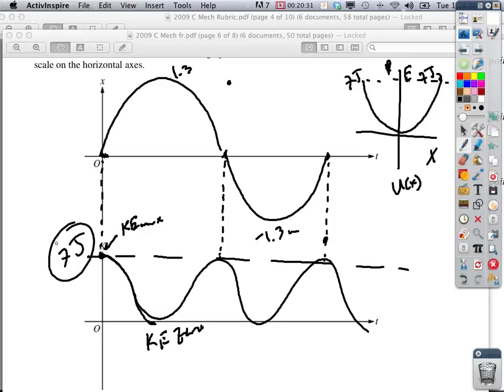It's at the 0 point, right? It's at the 0 point. So we know that the x value, which is up and down, has potential energy 0 at x equals 0. Does that make sense? Okay. So then we know whenever KE is max, then x has to be 0.